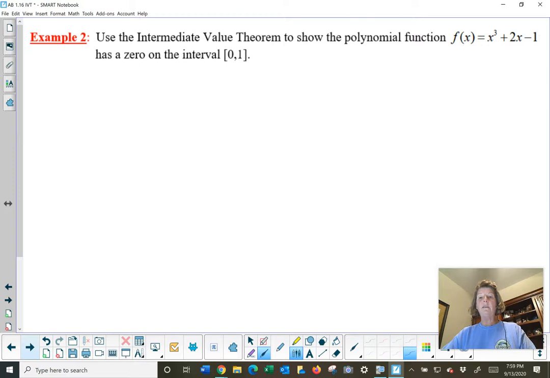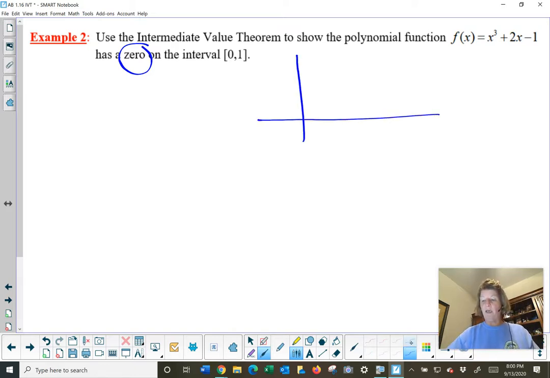Example 2. Use the intermediate value theorem to show the polynomial function has a 0 on the interval. The IVT can be used to show that there is a 0. Essentially, what I must show is that I have an f of a and f of b on each side of the x-axis, because then there is an intermediate value k being 0 to be located on the x-axis. I just want to put a spot. So then k is between my f of b and my f of a.